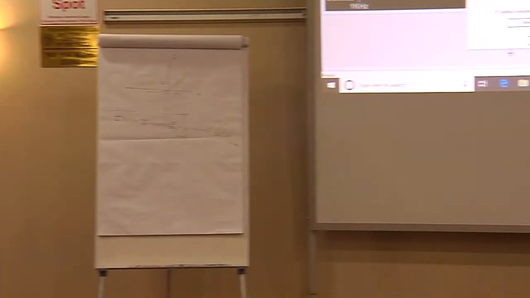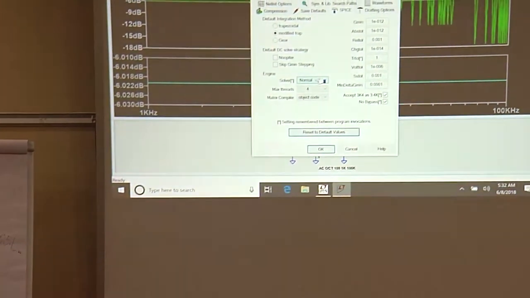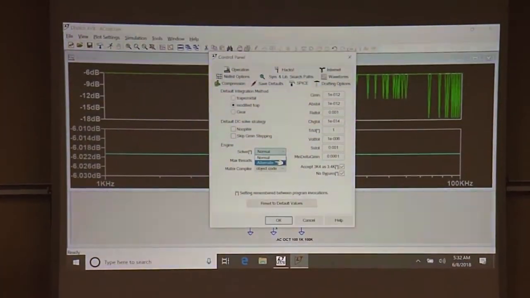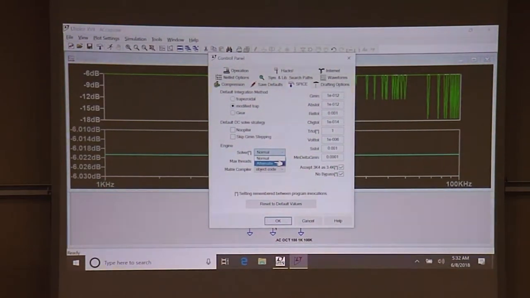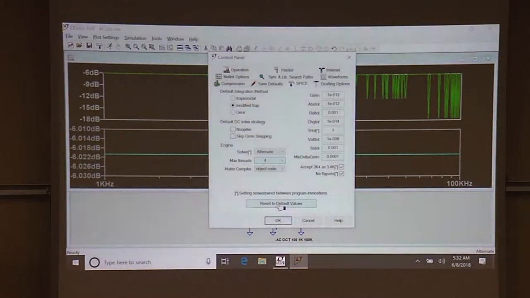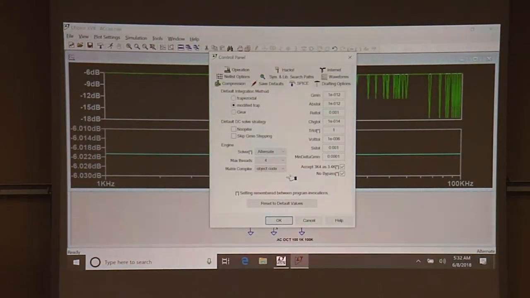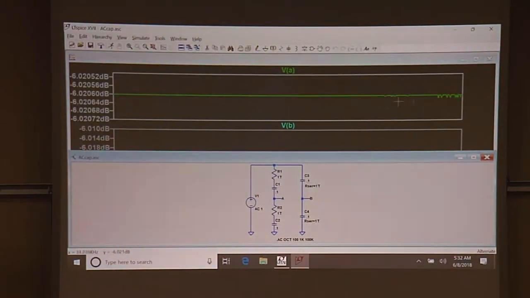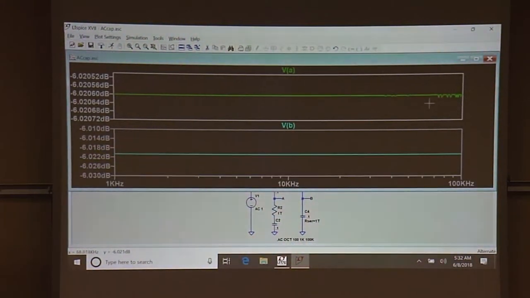To get to the other matrix solver, you go to the control panel, SPICE, engine. These two solvers have the highly descriptive names of normal and alternate. The alternate solver uses the other sparse matrix solver. It runs slower because it uses this more introspective algorithm, but it does have more accuracy, and you can see that you can greatly eliminate the round-off error.